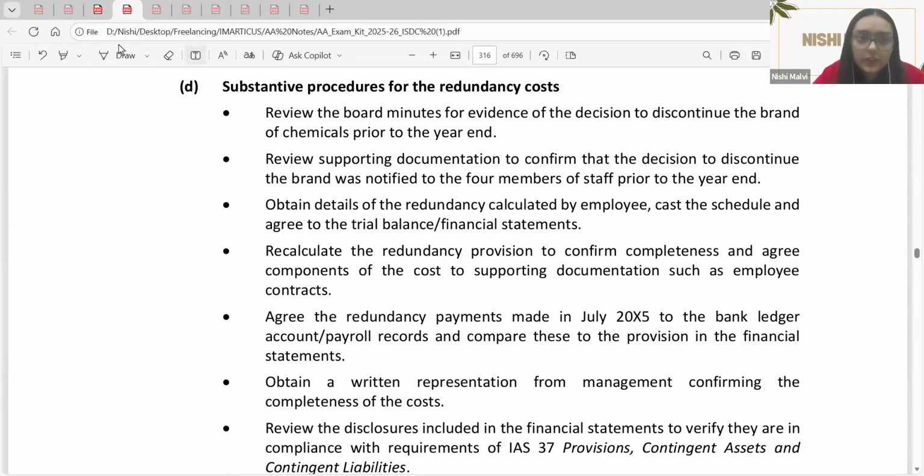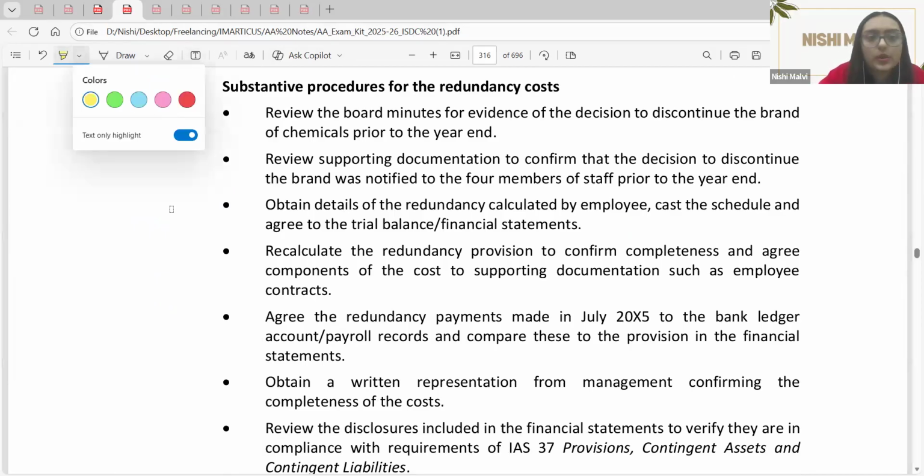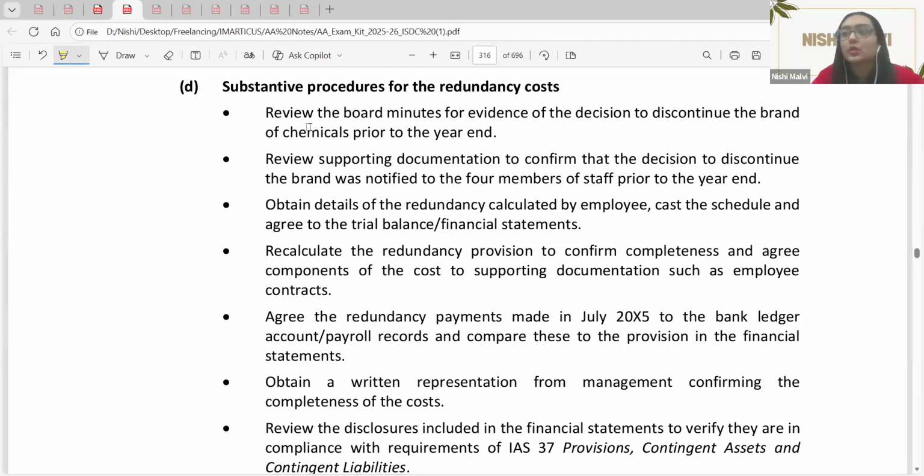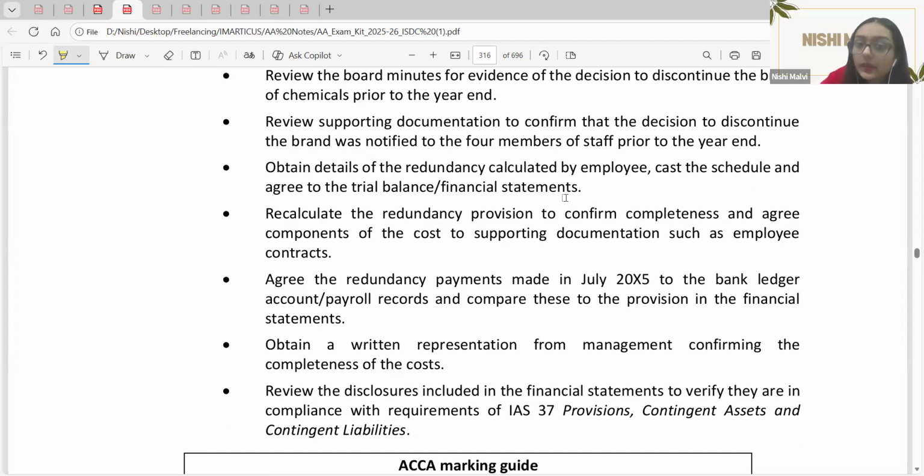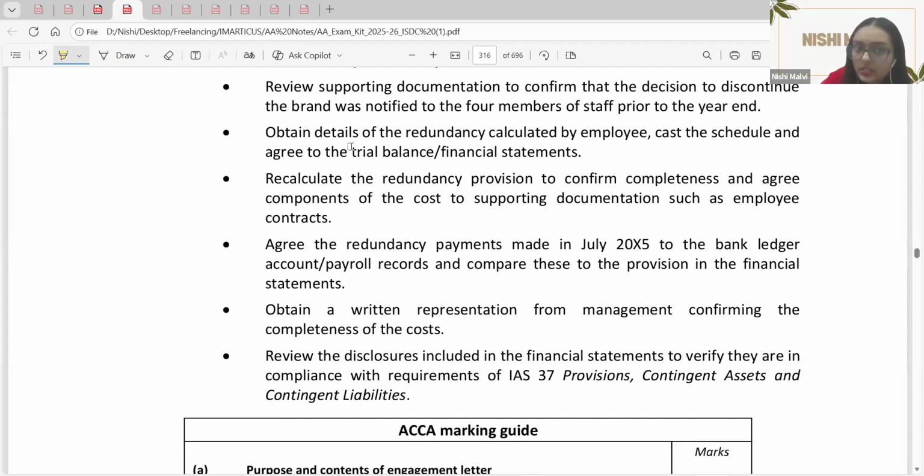Board minutes, because this is a big issue. Board minutes, right? And check the decision to discontinue the chemical brands prior to the year end. Check supporting documentation to confirm the decision to discontinue was notified to all the members or not. Obtain details of redundancy for each employee, and check whether it is recorded in the trial balance and financial statements or not. Calculate the redundancy provision to confirm completeness. Agree the components to cost supporting documentation such as the employee contract.